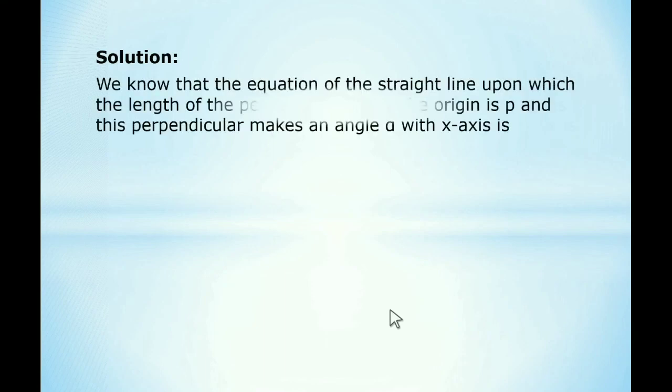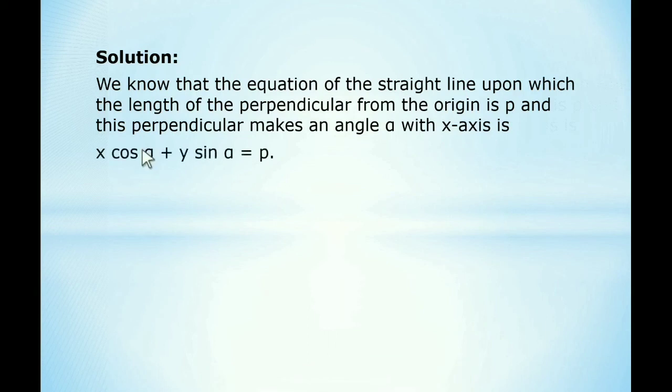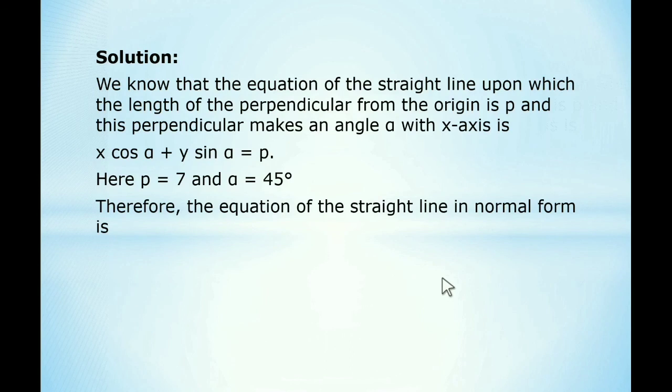Solution. We know that the equation of the straight line, where the length of the perpendicular from the origin is p and the angle is alpha, is x cos alpha plus y sin alpha equal to p. I have told you that just putting the values here, p equal to 7, alpha equal to 45 degrees. Therefore the equation of the straight line in normal form is x cos 45 plus y sin 45 equal to 7.